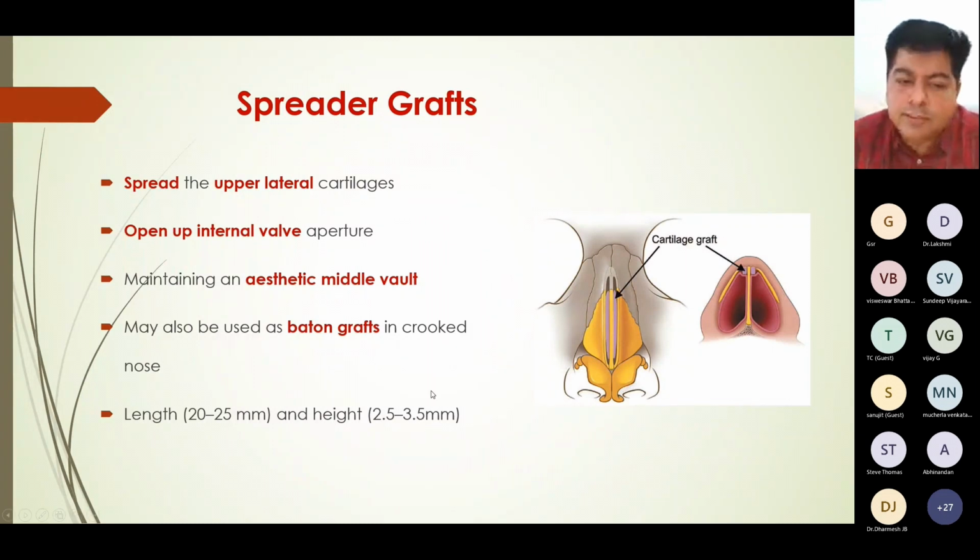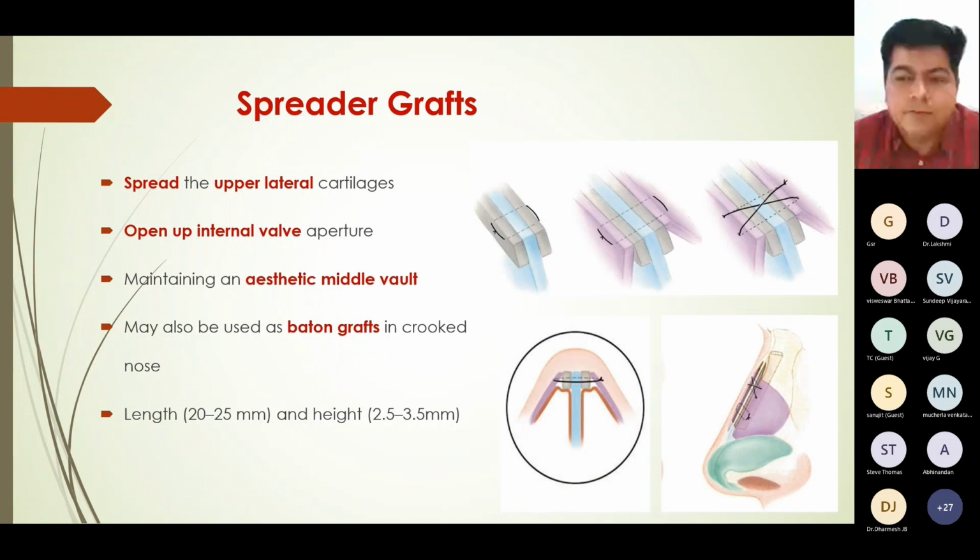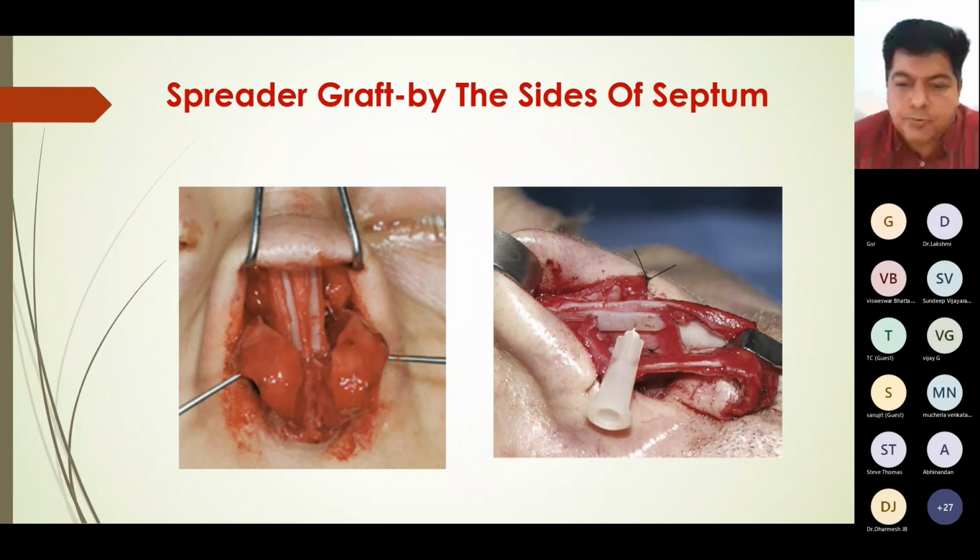So usually the length is around 2 to 2.5 centimeter. Height and width of these spreader grafts is 2.5 to 3.5 millimeter. And the best source available in primary rhinoplasty is the septum. But in case it is not available, then you have to use the rib cartilage. Of course, then there is trouble of warping. So again, how to address warping is beyond the scope of this particular presentation. So this is the way the spreader grafts are put on either side of the septum. One of the intraoperative photographs.